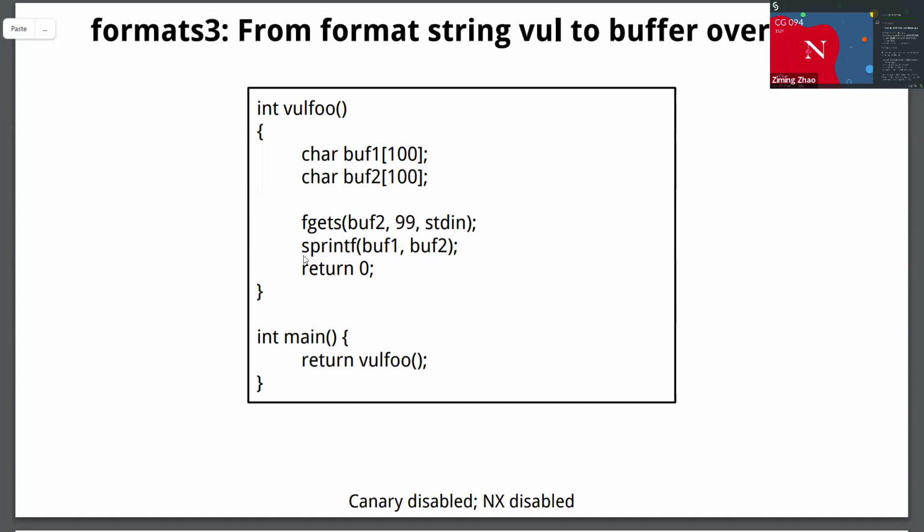Then after that, we do an sprintf, and the format string is in buffer 2. The destination is in buffer 1. So the format string can be at most 99 bytes here. That's your input to buffer 2, that's the format string. If the format string is 99 bytes, how long will the eventual string be once it expands? How big can it be?